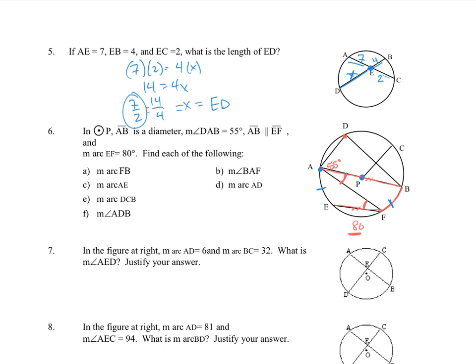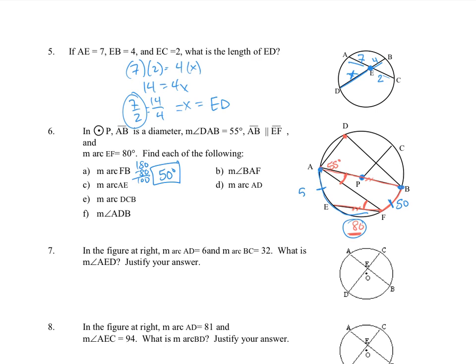So what I have from here to here, since that's the diameter, is a semicircle. So this is 180 from there to there. Now, since that's 180, I know that this is 80. I could say 180 minus the 80 gives me 100. So then arc FB will be half of that, and that's going to be 50.